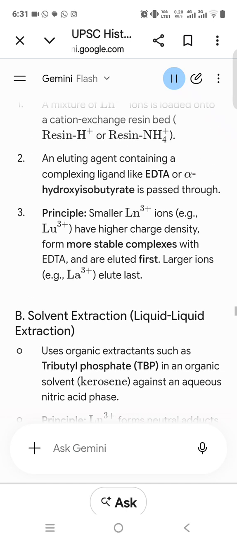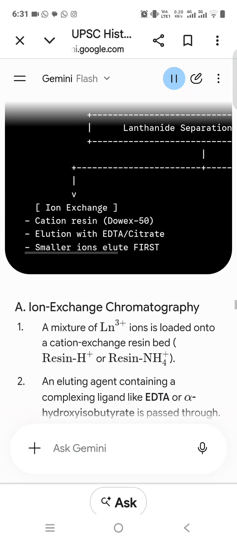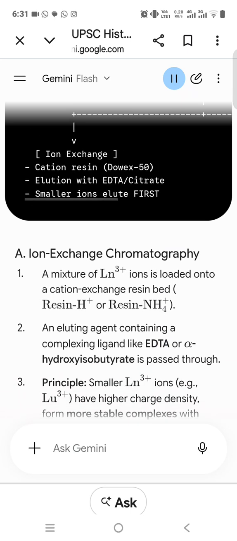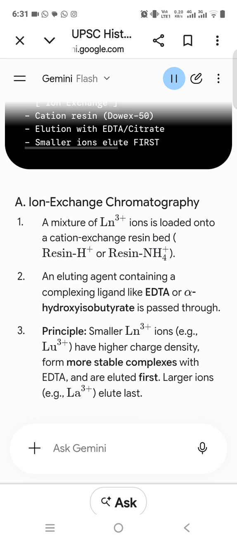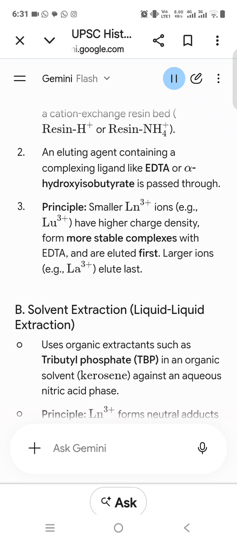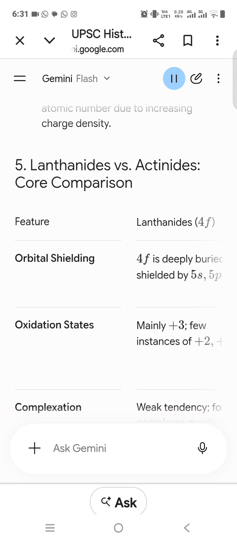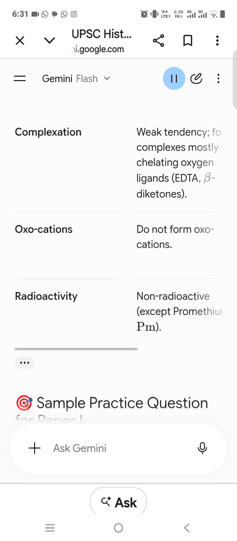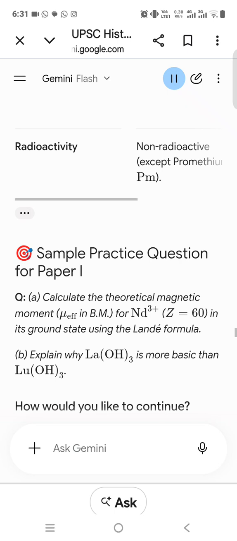Complexation: lanthanides have a weak tendency, forming complexes mostly with chelating oxygen ligands such as EDTA and beta-diketones; actinides have a higher tendency to form complexes due to higher charge density and available orbitals. Oxocations: lanthanides do not form oxocations; actinides commonly form oxocations like UO₂²⁺, NpO₂⁺, and PuO₂²⁺. Radioactivity: lanthanides are non-radioactive, except promethium, Pm; actinides are all radioactive.